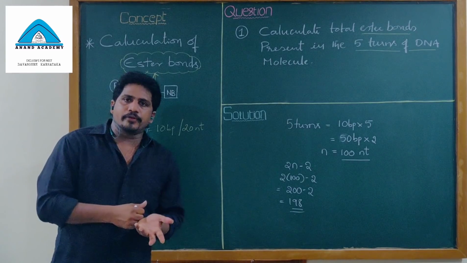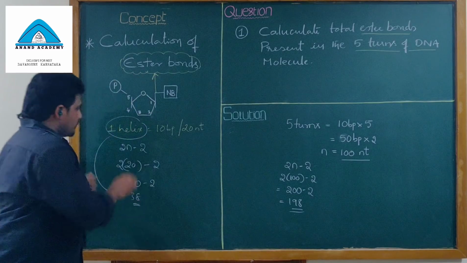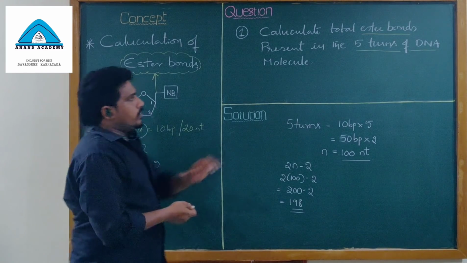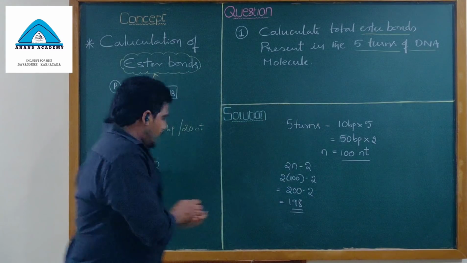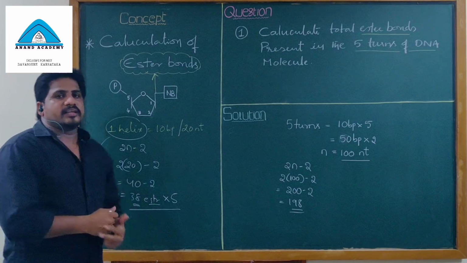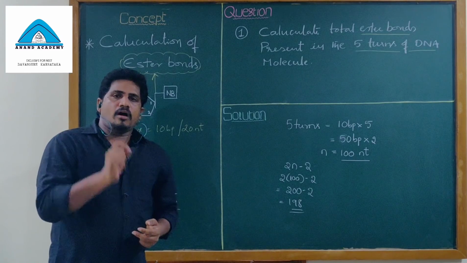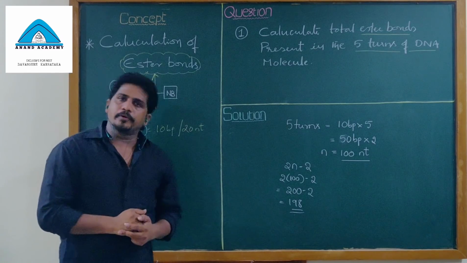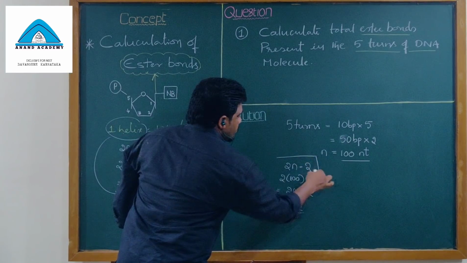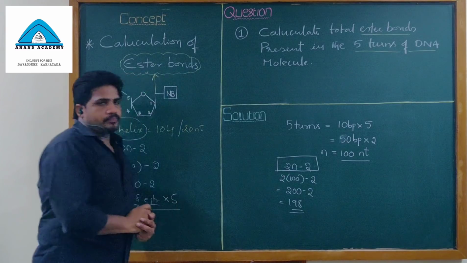Sometimes a student will get confused and do like this. For one turn there are 38 ester bonds. In the question they asked 5 turns. So they multiply 38 into 5. Then they will never get the correct answer. That is the wrong perception. The number of helices is not the issue. We have to follow the formula, that is 2n minus 2.